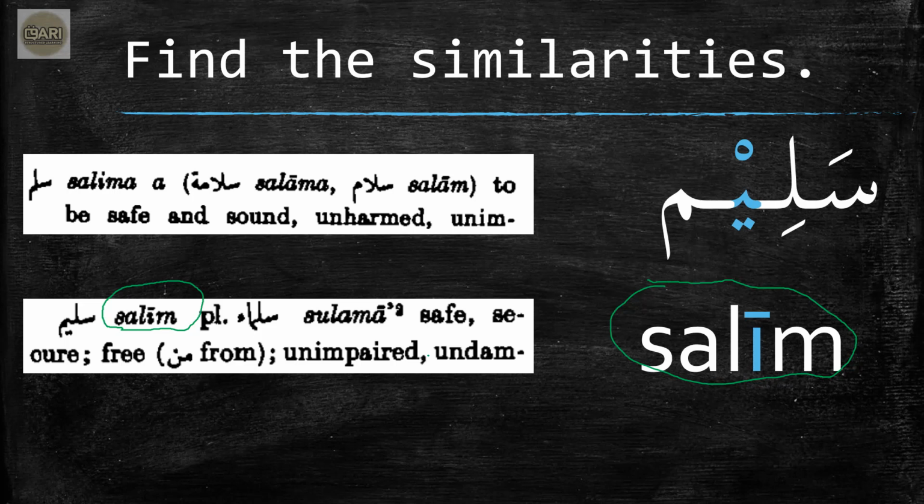You'll notice that these are pictures. These are actually taken from the Hans Wehr Dictionary, so we can see that the word Salim is found in the dictionary, and it's actually found under Salima. Remember, you start with the verb, and then you work yourself down through the words till you can find what you're looking for. What you're looking for is the A and then the I with the macron. That's what you're looking for.